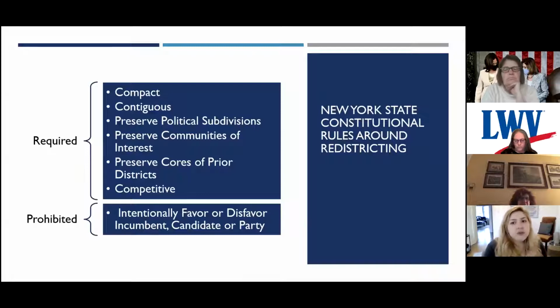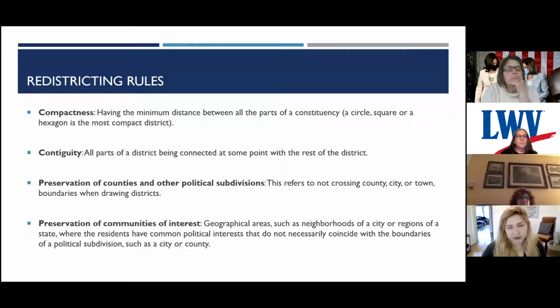So here are our new state constitutional rules. And again, they're kind of broad words: compact, contiguous, preserve political subdivisions, preserve communities of interest, preserve cores of prior districts, be competitive, not intentionally favor or disfavor an incumbent candidate or party. And I broke some of my grad school rules on the next slide because I did definitions for each of these, because similar to cracking and packing, when I first read about this, I was like, these definitions, they don't really mean anything. So what are we saying when we're talking about compactness?